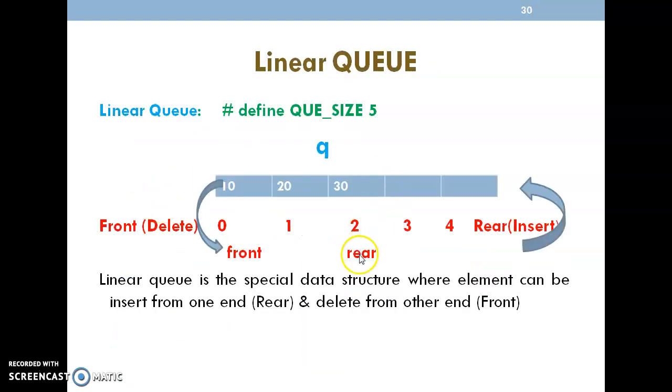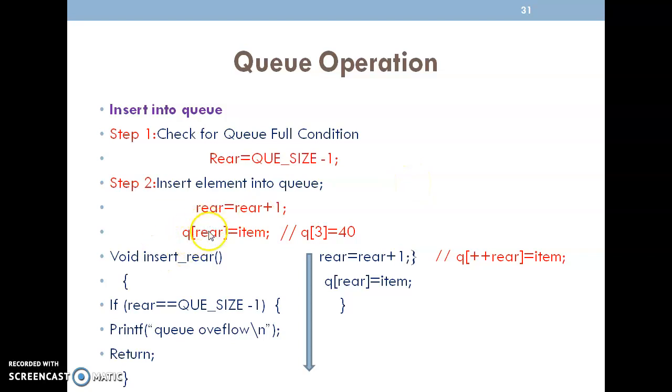Now, what is the position of rear? Rear position is 2. I want to insert the element at the third position. Then what do I have to do? I have to increment the rear value: rear equals rear plus 1. Earlier it was 2, now it becomes 3. So at q of 3, I want to insert the new item. The new item can be 40 here. At this place, I am going to insert the new item 40. Always, the left side is the location required and the right side is the item we have. So item 40 will be assigned to q of rear at position 3.